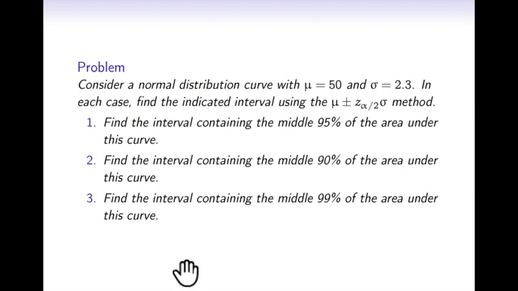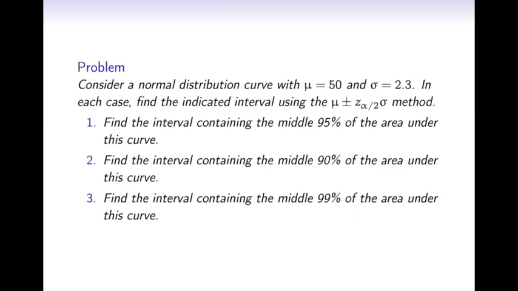All right, so let's take a look at this first problem. Find the interval containing the middle 95% of the area under this curve. So we're picturing this normal curve with a mean of 50 and a sigma of 2.3, and we want to think, how would I cut out the middle 95% of this area? Which interval would carry that middle 95%? Likewise, which interval would carry the middle 90%? And which interval would carry the middle 99%? All of these intervals are going to be formed using this method. We just have to know what the appropriate cutoff is for each of these indicated intervals.